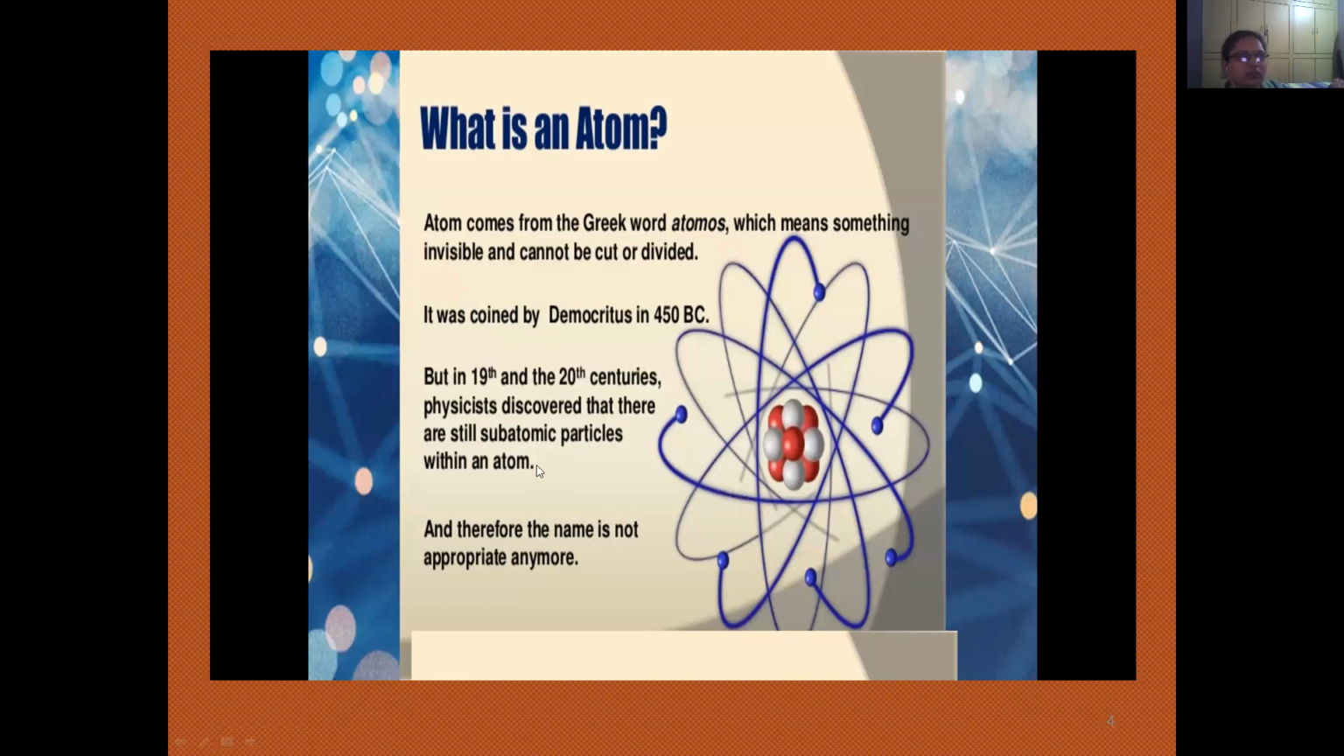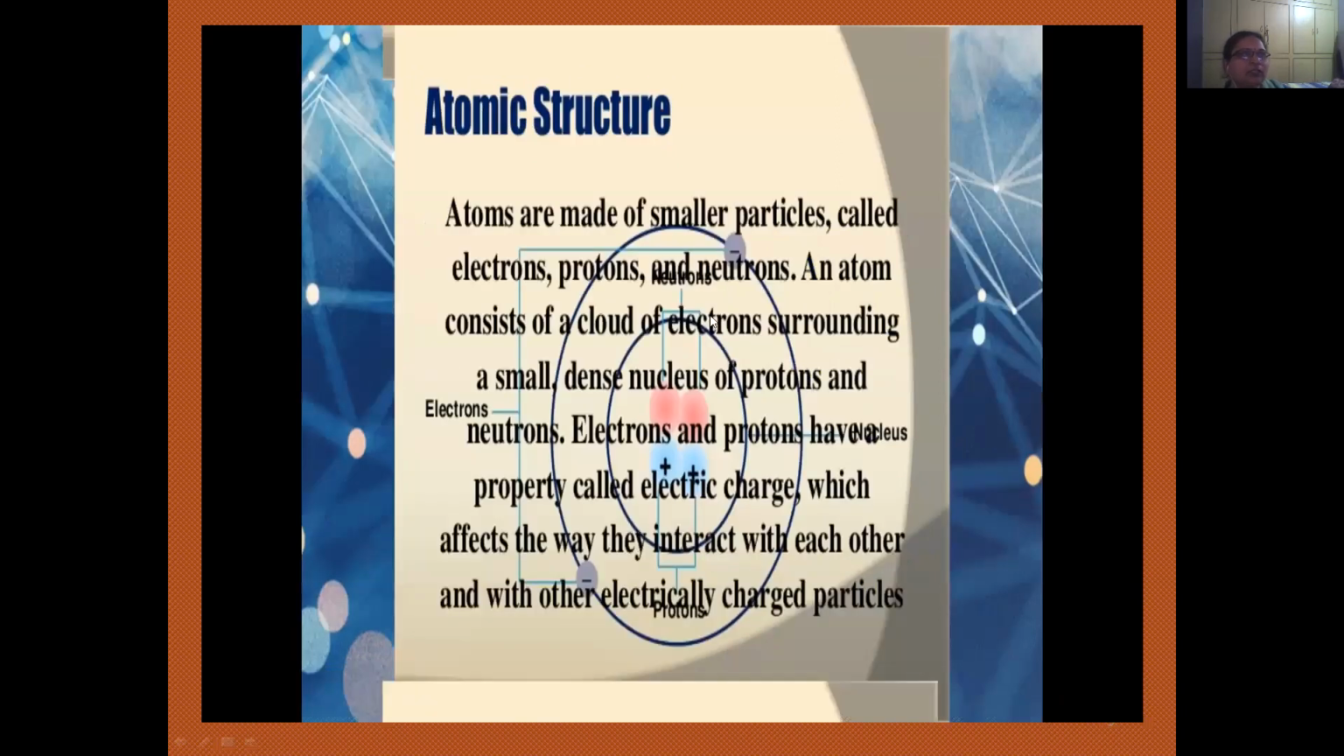It consists of subatomic particles within an atom, so therefore, the name is not appropriate anymore. What does an atomic structure consist of? Atoms are made up of smaller particles called electrons, protons, and neutrons. An atom consists of a cloud of electrons surrounding a small dense nucleus of protons and neutrons. Electrons and protons have a property called electric charge, which affects the way they interact with each other and with other electrically charged particles.